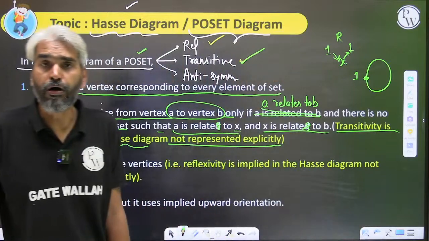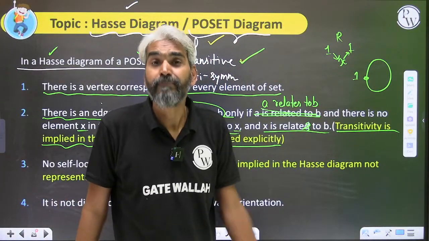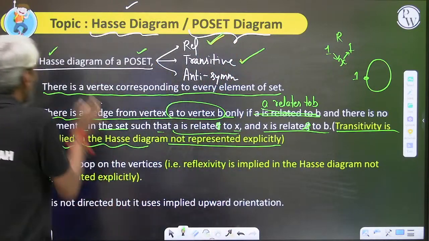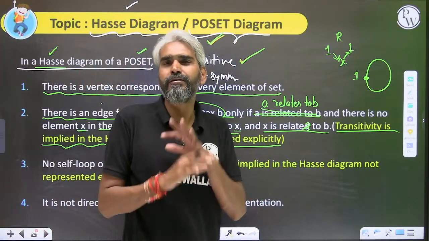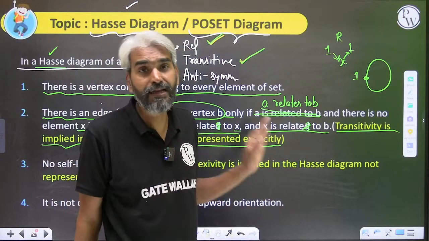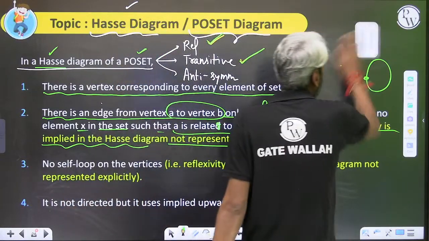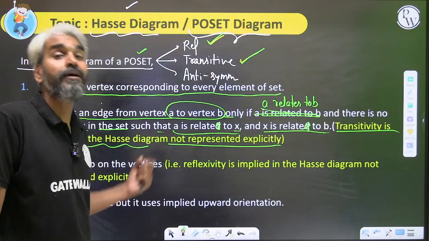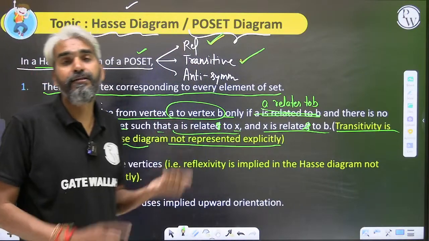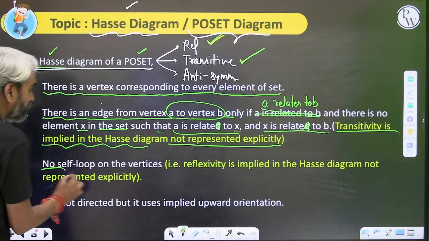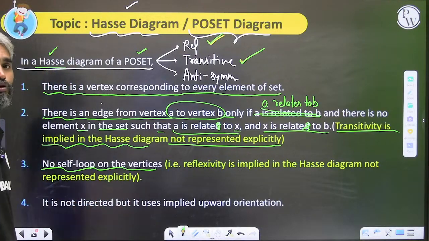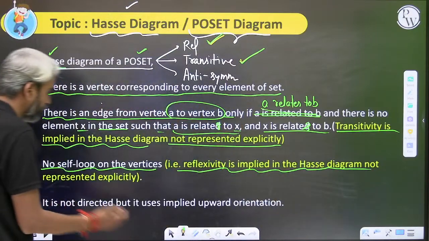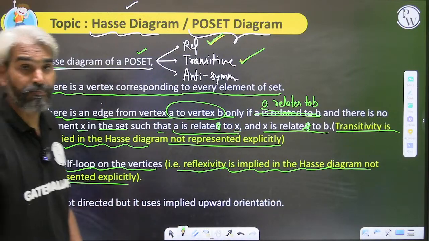Then we will try to draw a self loop at vertex 1 if we try to represent reflexivity explicitly in the Hasse diagram. But we will not draw such self loops in the Hasse diagram. The reason is quite simple: in the Hasse diagram we do not represent reflexivity explicitly. It is implied. So, next thing: no self loop on the vertices. That is, reflexivity is implied in the Hasse diagram. We don't need to represent it explicitly.